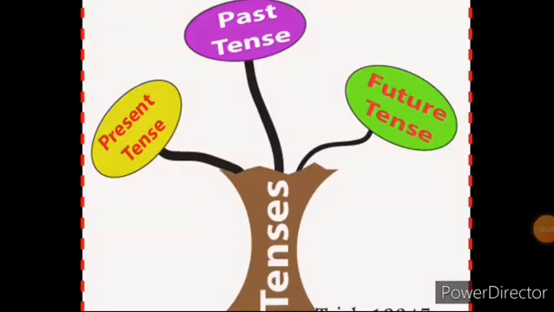Now look at this tree, children. Tenses are classified into 3 kinds: the present tense, past tense, and then future tense. These are the 3 kinds of tenses, children. Again listen, there are 3 kinds of tenses: present tense, past tense, and then future tense.